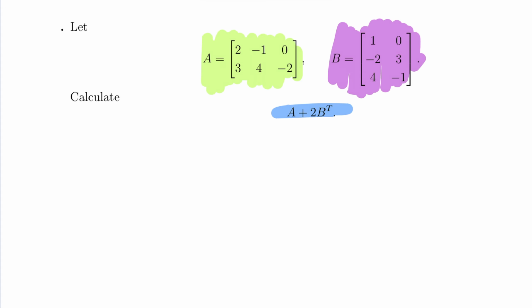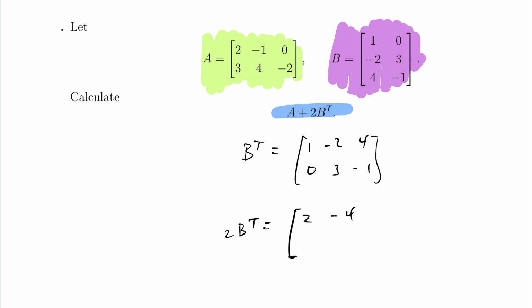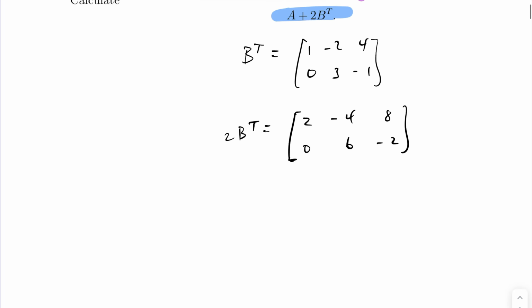So right away, B transpose for this matrix B transpose, the columns become rows and the rows become columns. So my first column is 1, negative 2, 4. Now that's written row-wise, and then 0, 3, and negative 1. So this is B transpose. So if I'm looking to calculate 2B transpose, it's going to be just doubling all these entries, in which case you get 2, negative 4, and 8, 0, 6, and negative 2.